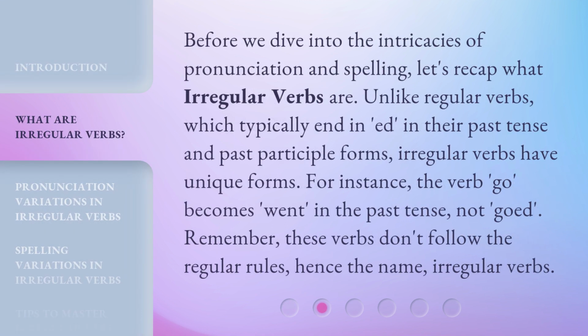Before we dive into the intricacies of pronunciation and spelling, let's recap what irregular verbs are. Unlike regular verbs, which typically end in -ed in their past tense and past participle forms, irregular verbs have unique forms. For instance, the verb go becomes went in the past tense, not goed. Remember, these verbs don't follow the regular rules, hence the name irregular verbs.